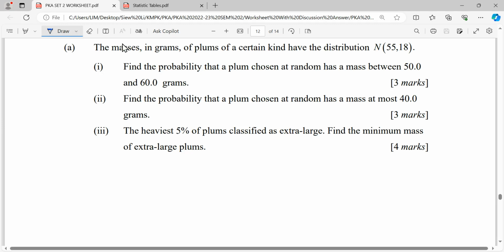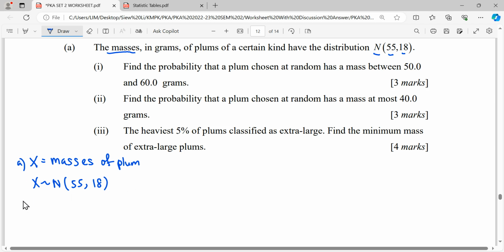Hi everyone. For this question, the mass in gram of plums of a certain kind have the distribution normal with mean 55, variance 18. So first we have to know what our x represents. It will represent the mass of the plum and it is distributed normal 55, variance 18.